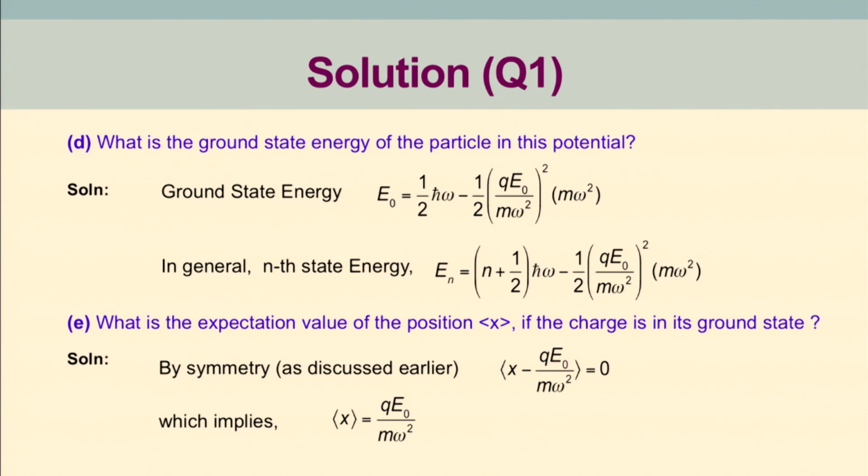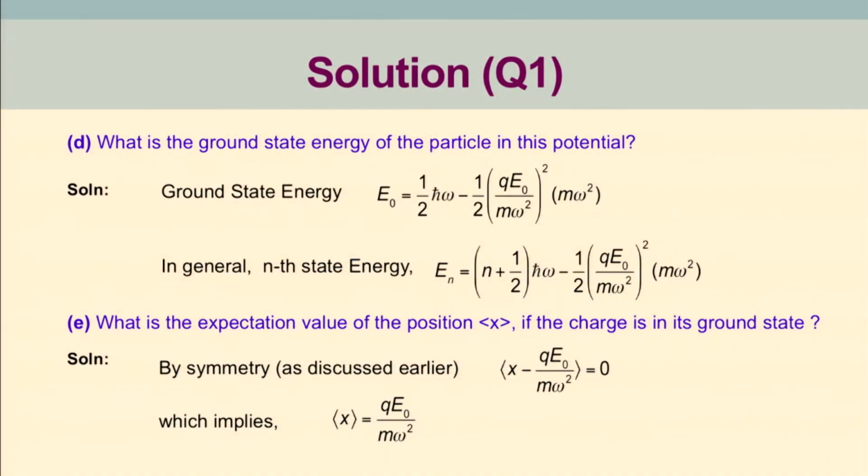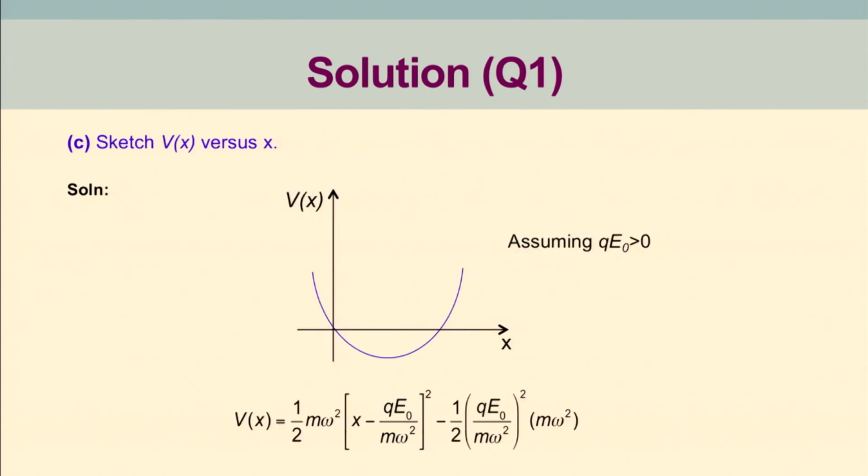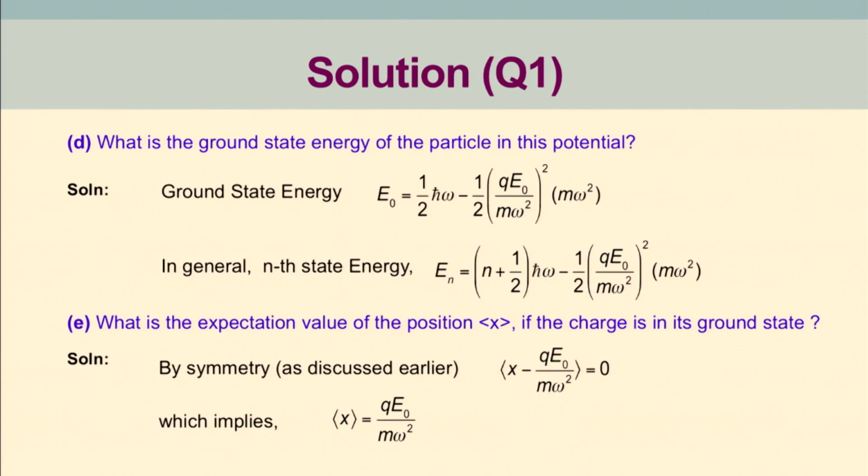But then there will be a shift in the overall energy scale, which is given by half (qE0 by m omega squared) whole squared into m omega squared, which is nothing but this scalar value which is there in this potential expression. So, the ground state energy is this, and in general the nth state energy for this particular problem can be written as (n plus half) h cross omega minus this scalar factor. So, you should realize that we have bypassed solving this full potential problem by solving the Schrodinger equation from the beginning, but we just rewrote this potential in a modified harmonic oscillator form, and calculated the energy eigenvalues like this.